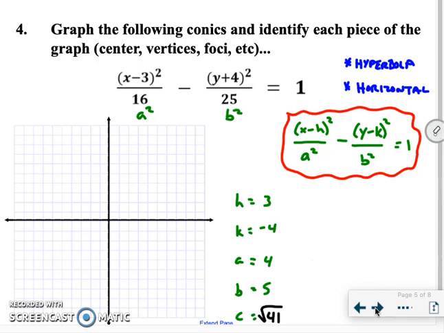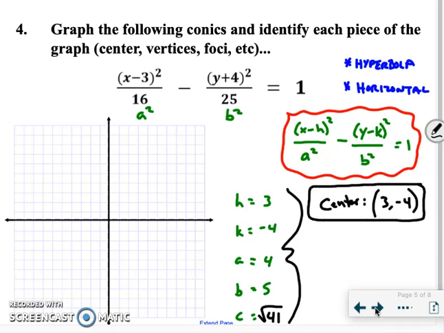Okay, so with that information, we have h, k, a, b, and c. Next move is to identify the center point, crucial to our success of the graph. Luckily, the center point is relatively easy to work with here. It's just going to be (h, k), so we're going to land on 3, -4 for our center point. So in plotting 3, -4, we're going to just count over 1, 2, 3, down 1, 2, 3, 4. Got it. Okay, so we have the center point. Next, it does ask us to identify the vertices.